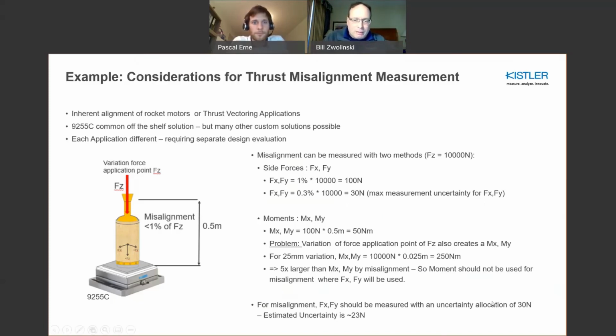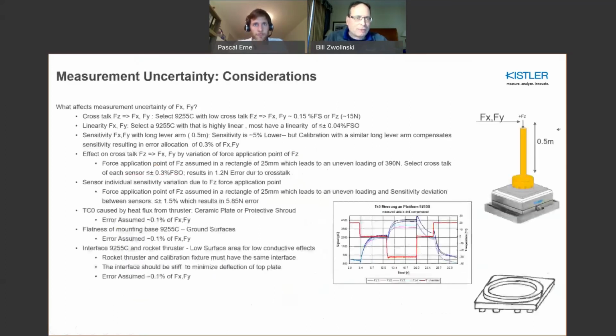What we allocated was about a 30 Newton allocation for uncertainty in terms of the measurement of these side forces, where our estimated uncertainty was around 23 Newtons. And the factors that came into play was like crosstalk between Z and X and Y. For this case, we basically selected a dynamometer with low crosstalk. Linearity is also a factor in selecting a dynamometer with low crosstalk and high linearity. That is quite easy to do.